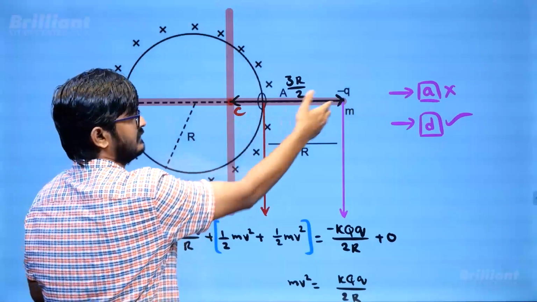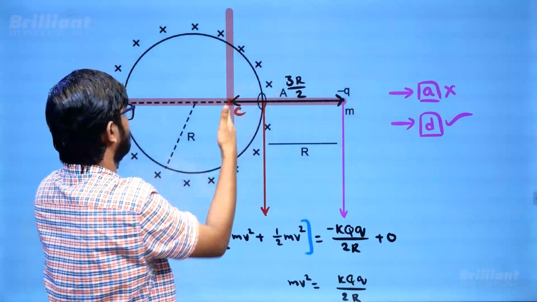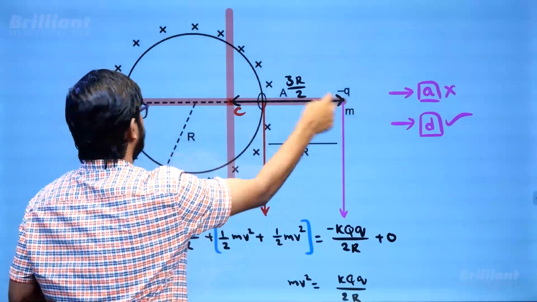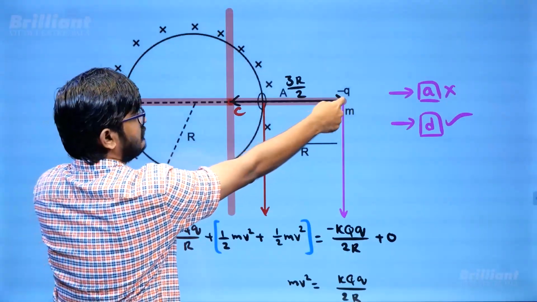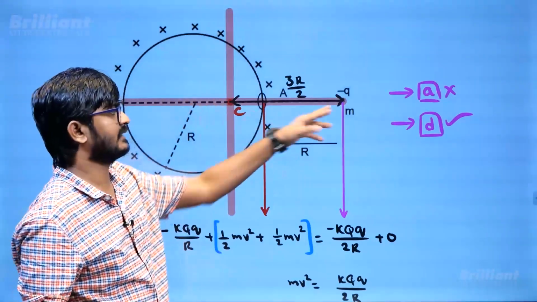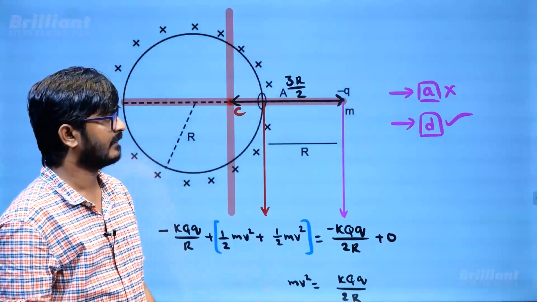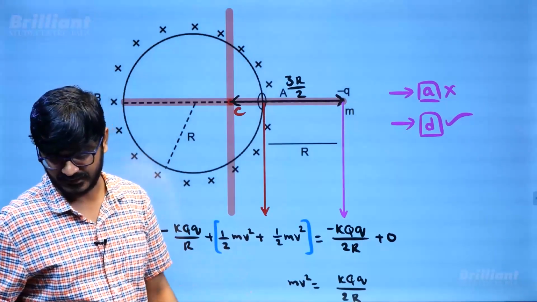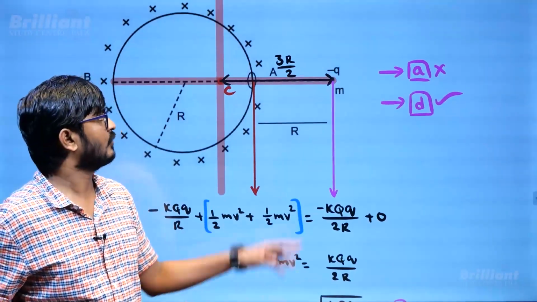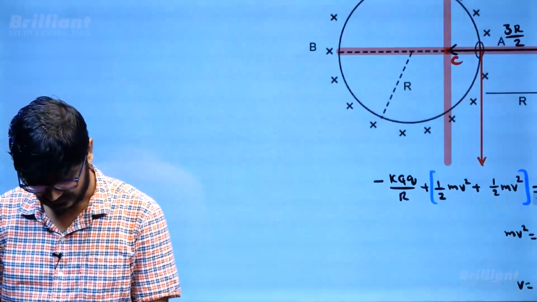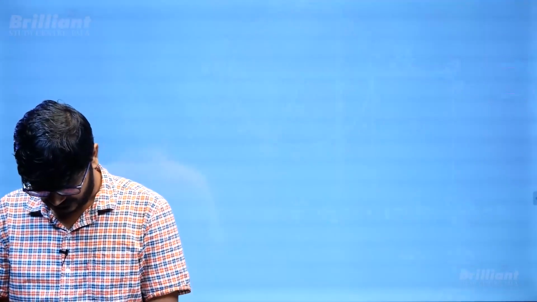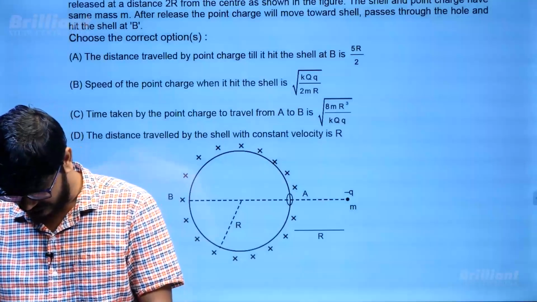So this has to cover 3r by 2, and this has to cover 3r by 2, then this will be hitting here, right? Total distance is 3r, so both will be moving equally, so it has to move 3r by 2 to hit. So option A is wrong, which is 5r by 2. Now apart from that, what is the speed with which it will hit? That's the question, the speed when it hits the shell.